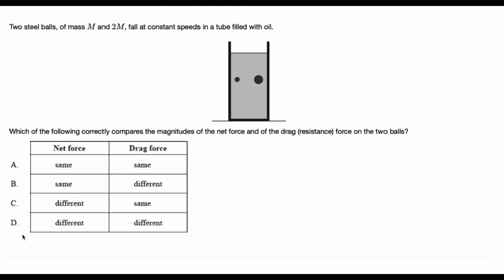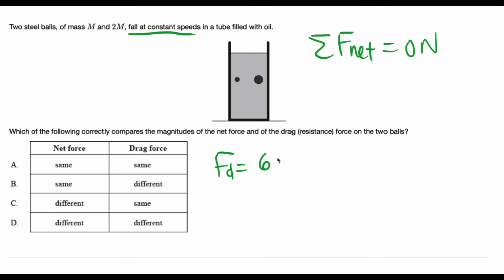Two steel balls of mass m and 2m fall at a constant speed in a tube filled with oil. Which of the following correctly compares the magnitude of the net force and the drag force on the two balls? So since they are both falling at a constant speed, their net forces are both equal to 0 newtons. But they have a different drag force, because drag force is equal to 6 pi times viscosity times their radius times their velocity. So since they have different mass, their volume is going to be different, and if they have a different volume, their radius is also going to be different. So they have a different drag force but the same net force. So the answer is B.